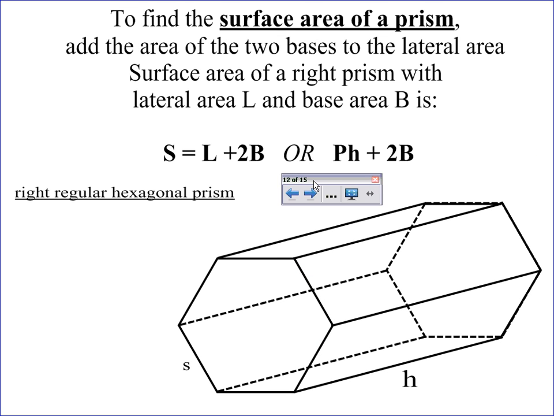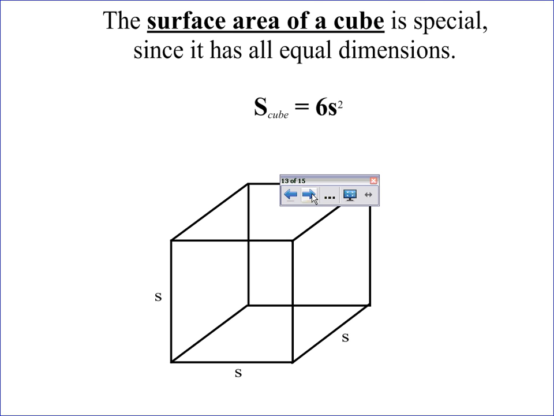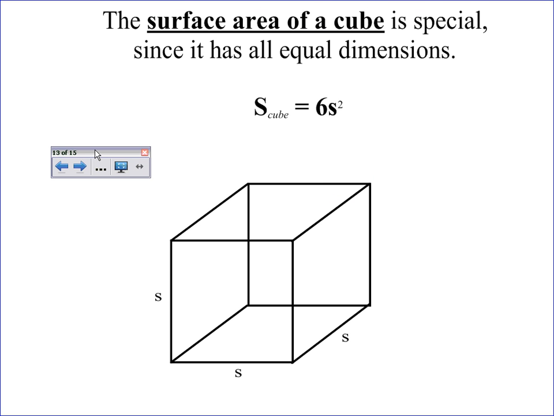Surface area of a prism is your lateral area plus two bases, or perimeter times height plus the area of the two bases. This figure, since it's a regular hexagon, we'd have to do 1/2 apothem times perimeter to get the area of the base, then multiply it by 2 for the two bases and put it into our formula. The surface area of a cube is special since it has all equal dimensions. So surface area of a cube is 6s squared.